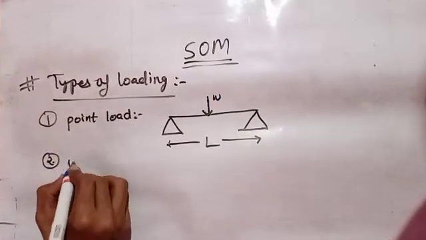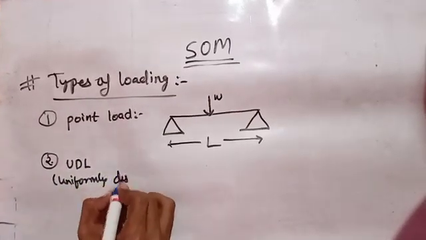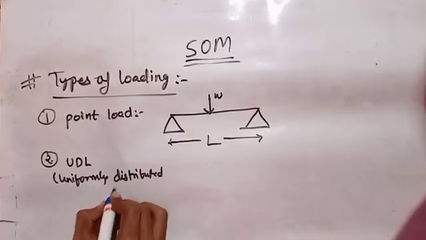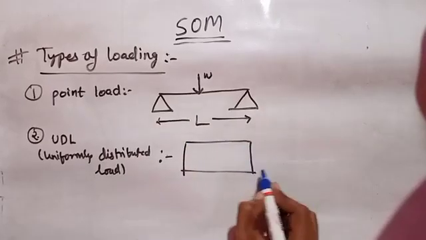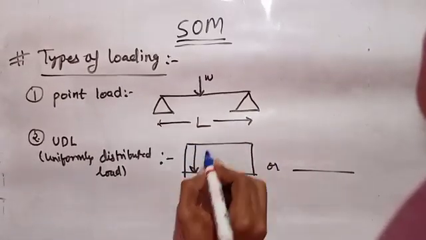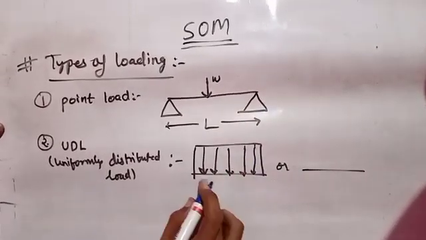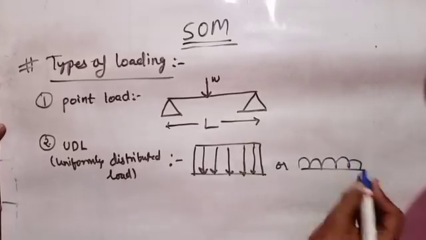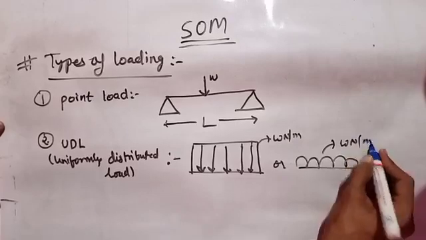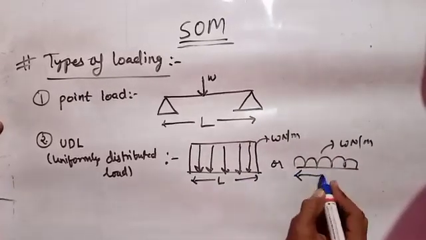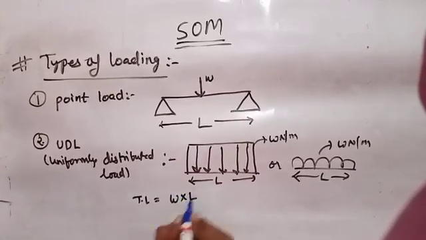Second is UDL, uniformly distributed load, and the diagram is like that. W Newton per meter, and length is L. Here total load is equal to W into L.